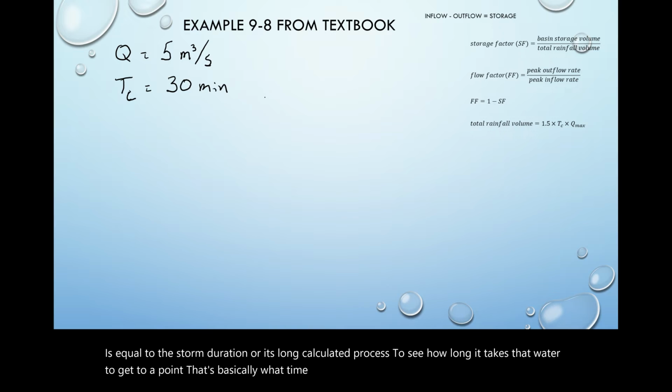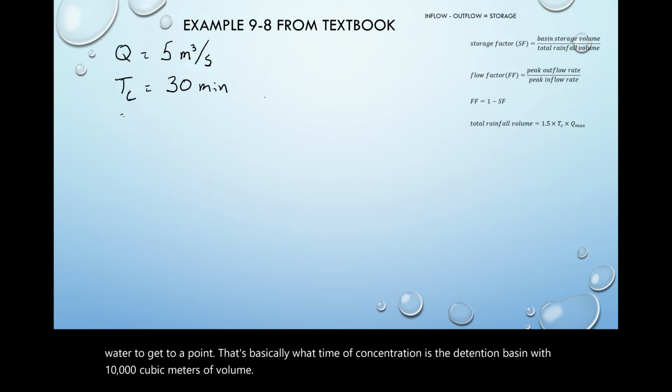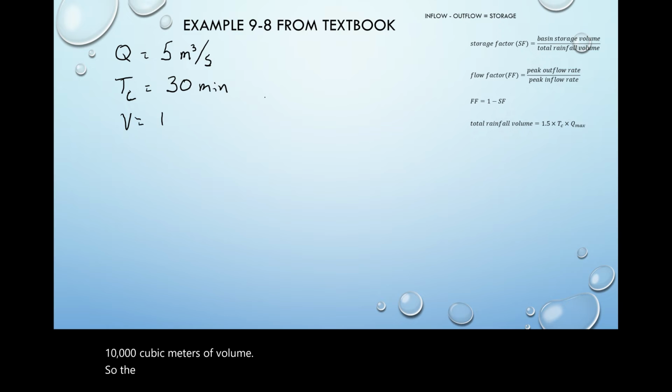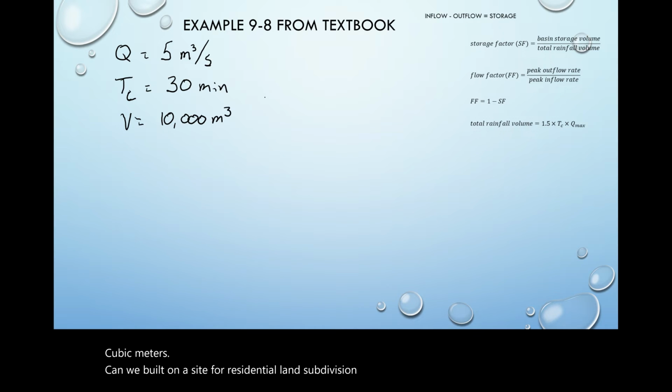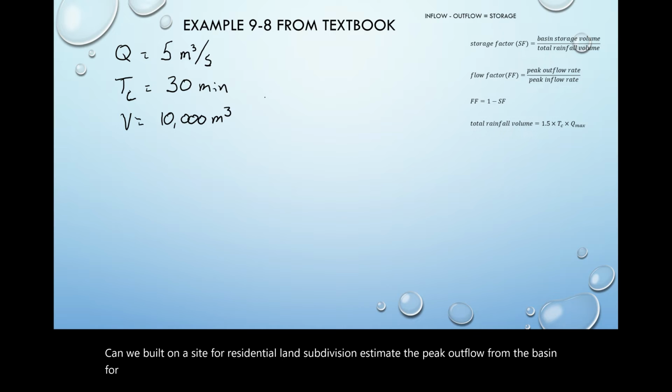A detention basin with 10,000 cubic meters of volume, so V, volume, equals 10,000 cubic meters, can be built on a site for a residential land subdivision. Estimate the peak outflow from the basin for this storm.